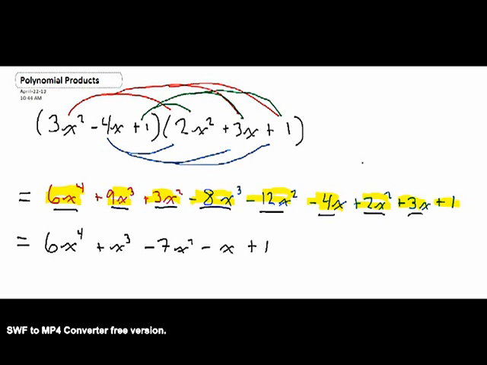1. So, started out being very messy and colorful, 3x squared minus 4x plus 1 multiplied by 2x squared plus 3x plus 1, and we get our final answer of 6x to the 4 plus x cubed minus 7x squared minus x plus 1.